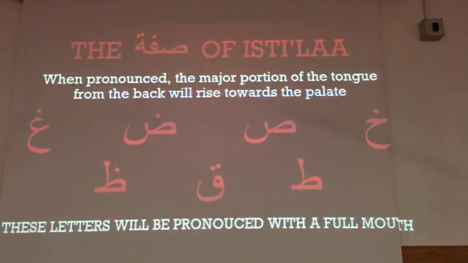So Va. Again, Va. Remember, this is a tongue biting letter. So bring the tongue out. Va. Okay. Now these 7 letters we can see on the board, they are known as the letters of isti'la.